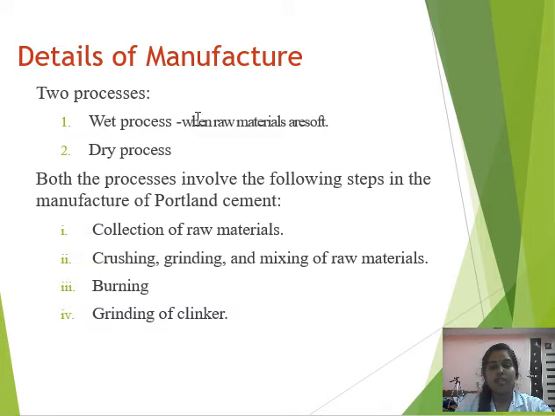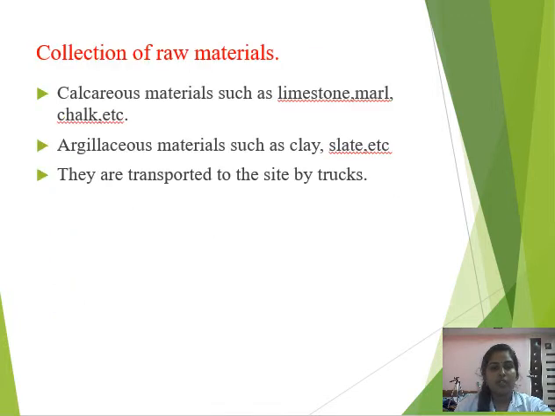When the raw materials are soft, the wet process is used. When the raw materials are hard, the dry process is preferred. Both processes involve the following steps in the manufacture of Portland cement, and the steps are the same for the wet and dry process: collection of raw materials, crushing, grinding and mixing of raw materials, burning, and grinding of clinker. So first, collection of raw materials.